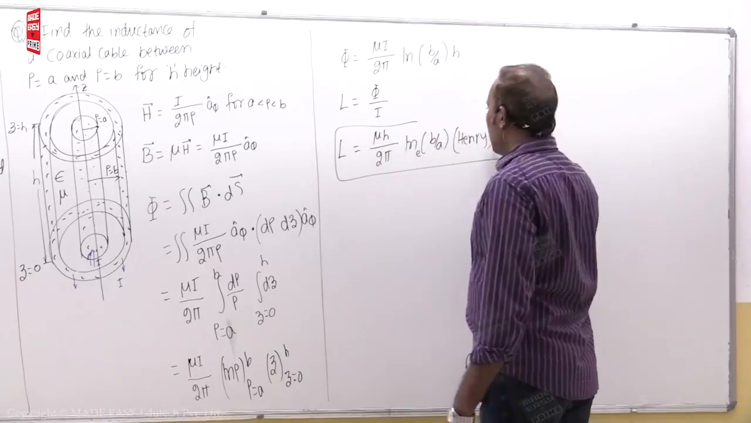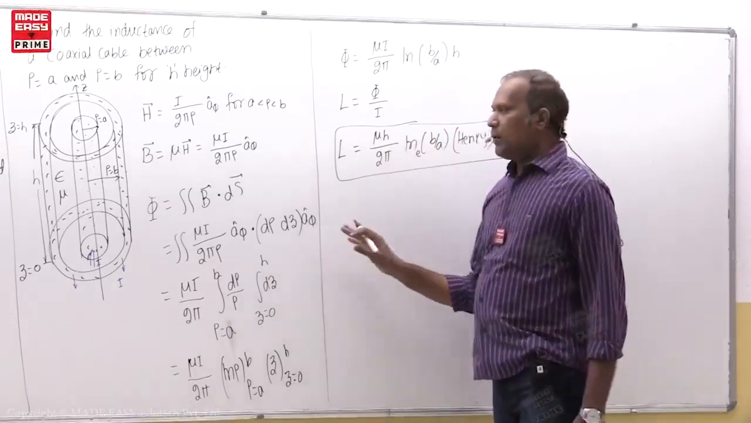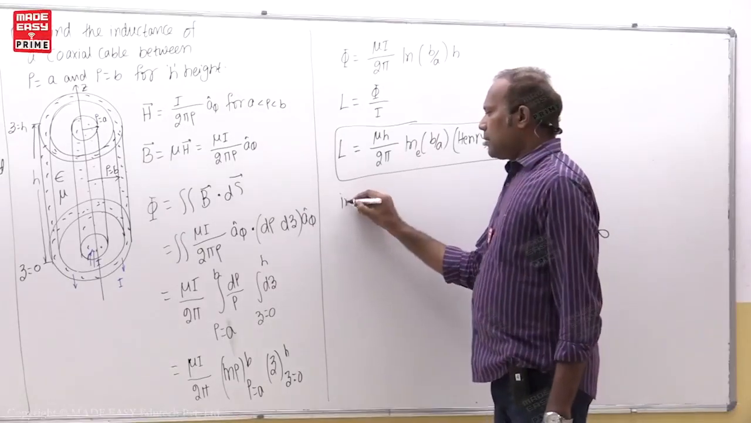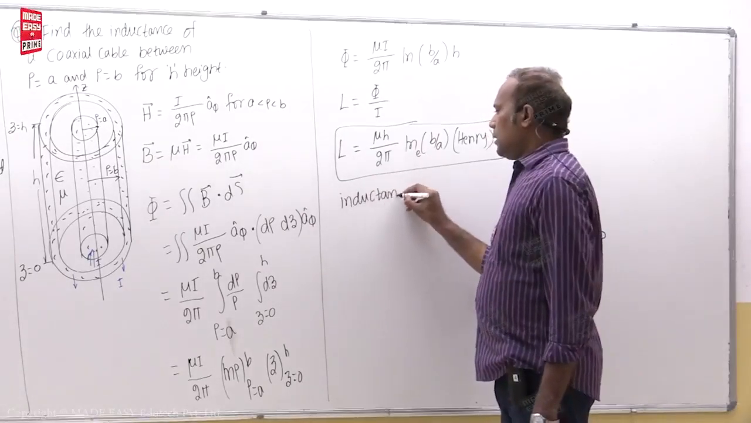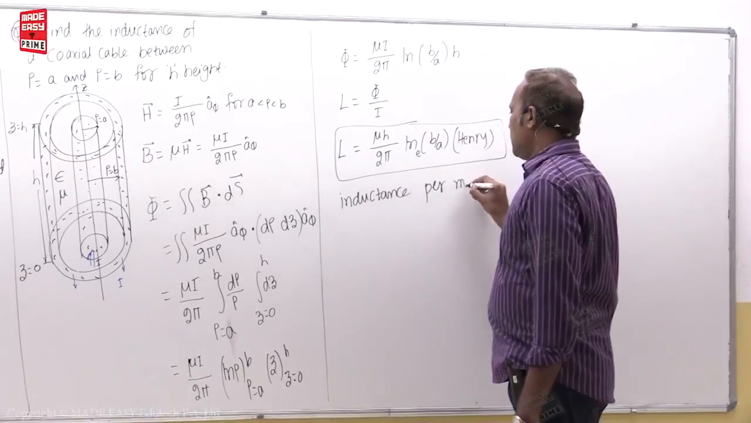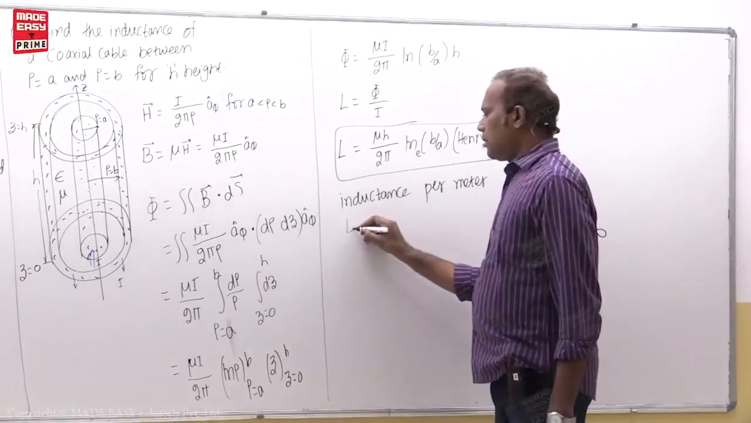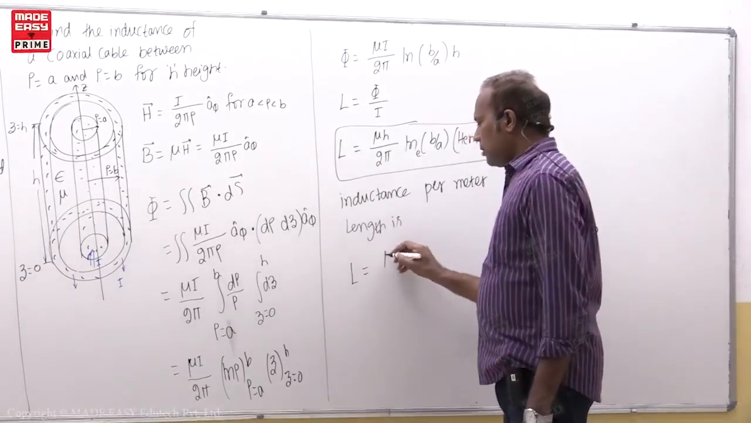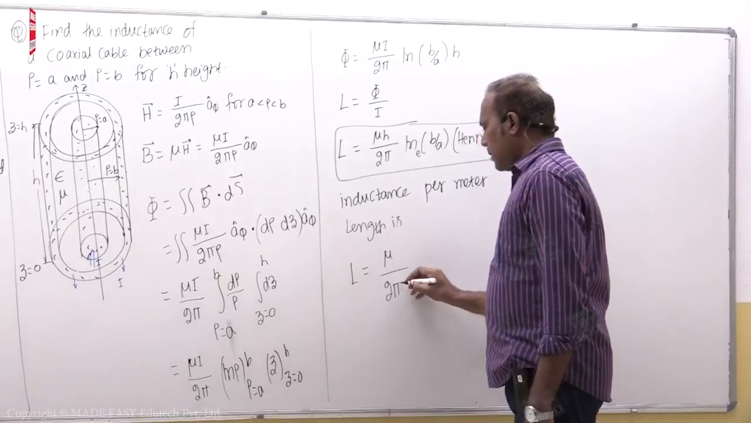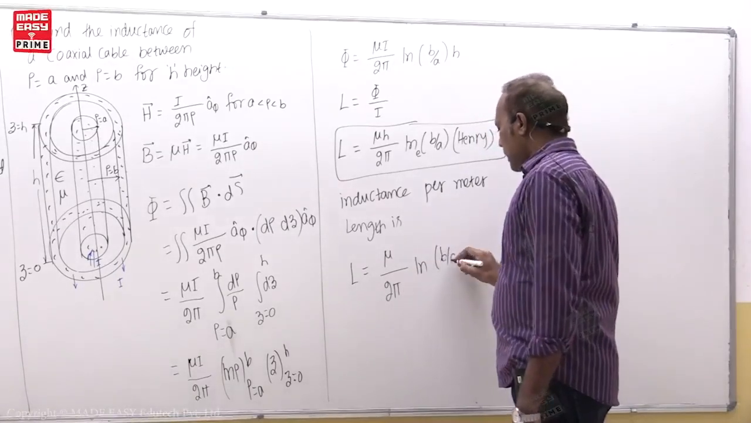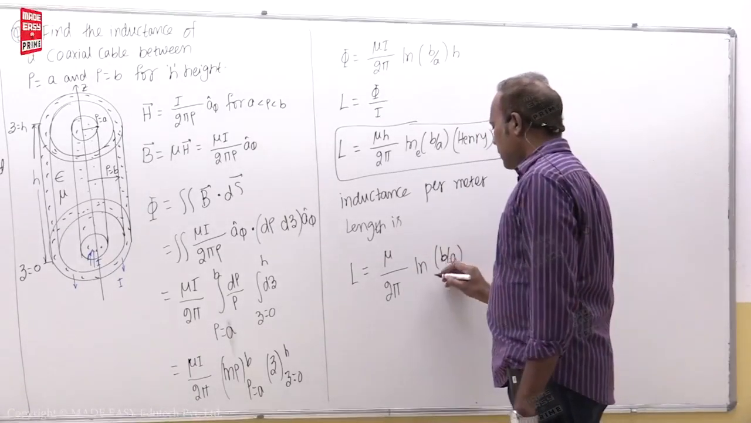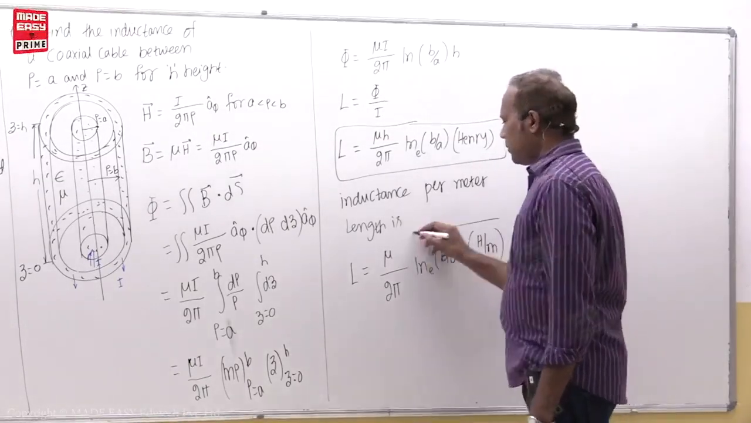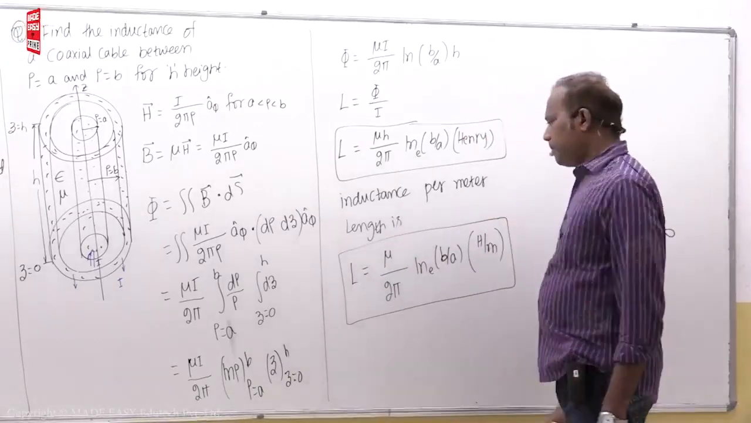This formula you have to remember. No need to remember this derivation, student. Okay. Now inductance per meter length is L is equal to mu divided by 2 pi ln B by A. So this is Henry per meter length actually.